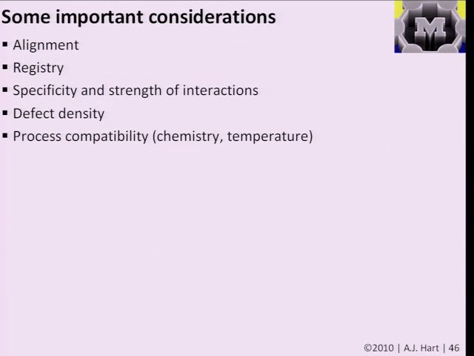As we move ahead, I really want to make sure we think about issues of manufacturing, issues of alignment, issues of registry, issues of the specificity and strength of interactions, like what prevents one thing from sticking here and the other thing from not sticking, and what's the probability of that. And also issues such as the density of defects and errors in these structures, and the issues of process compatibility: what temperatures and chemistries one process works in relative to another process with which it needs to be compatible.